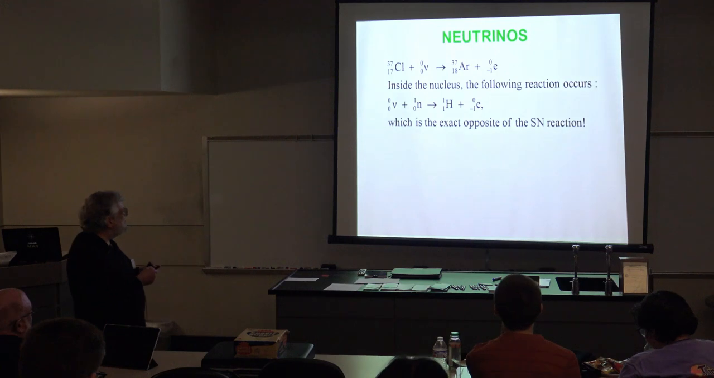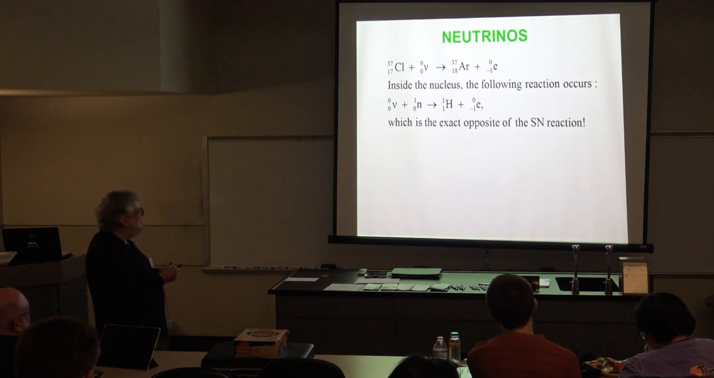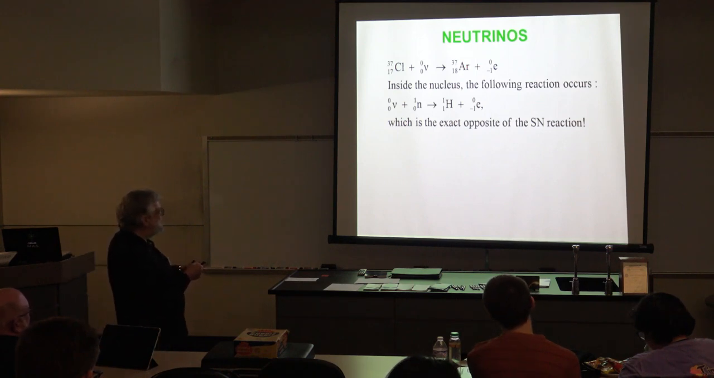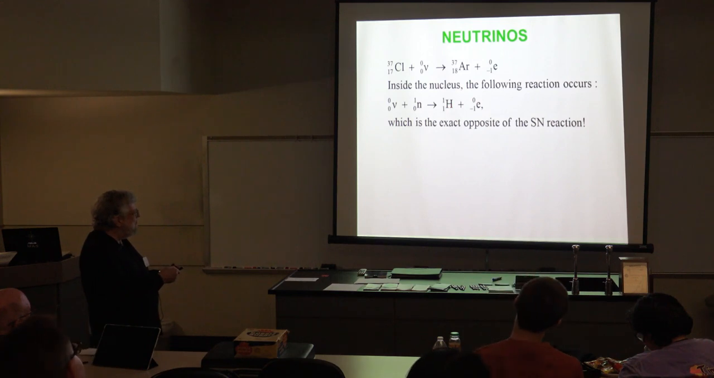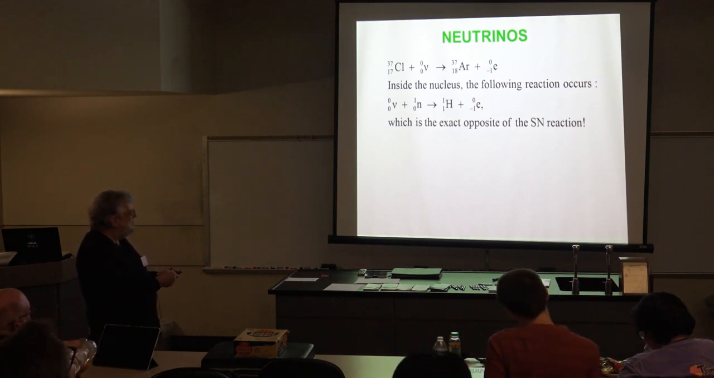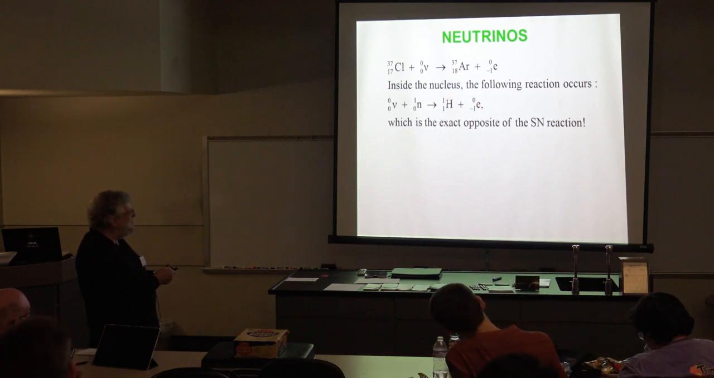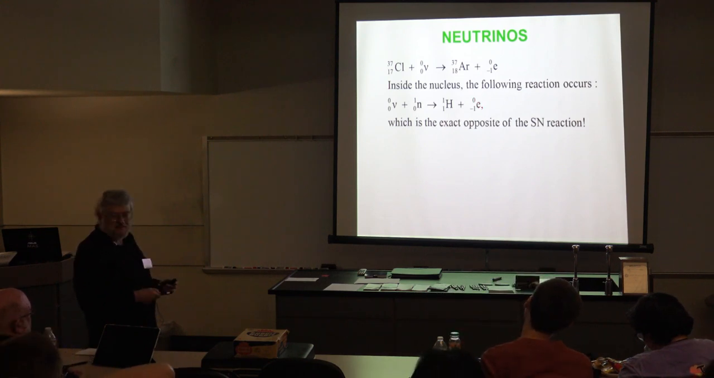Here's the reaction that takes place when a neutrino hits a chlorine 37. Overall, it turns it into an argon atom. Argon, atomic number 18, and its mass is 37, and an electron comes out. Inside the nucleus, here's what's actually going on. The neutrino hits one of the neutrons that are in the nucleus of the chlorine atom and turns it into a proton, and the electron comes flying out. Notice that this is the opposite of the supernova reaction, where protons and electrons combine to give neutrons and neutrinos.